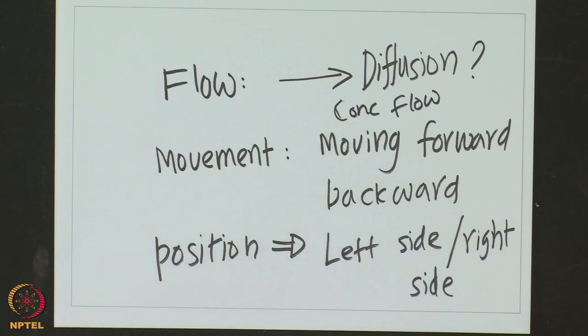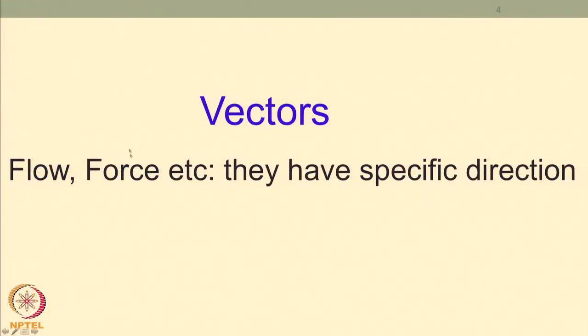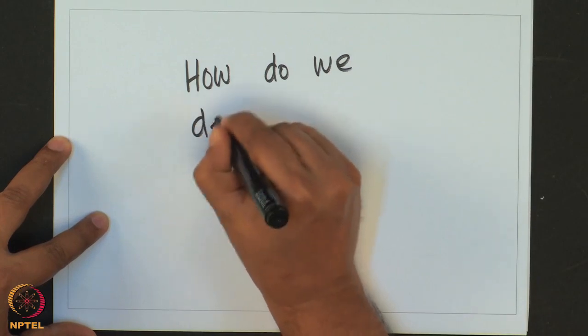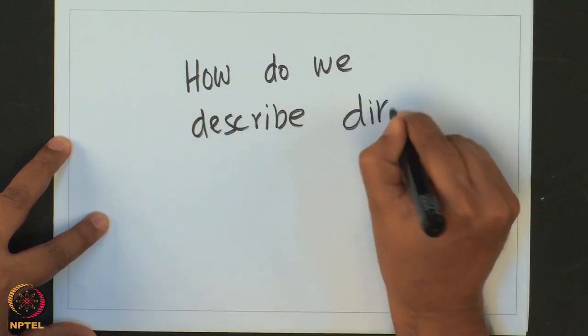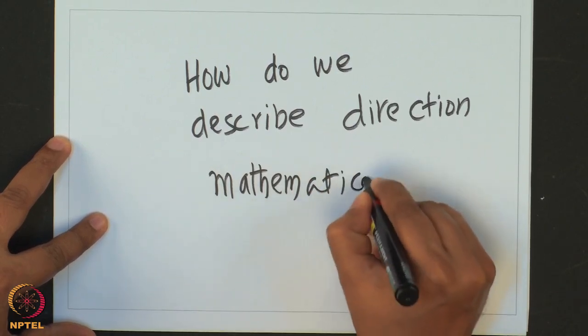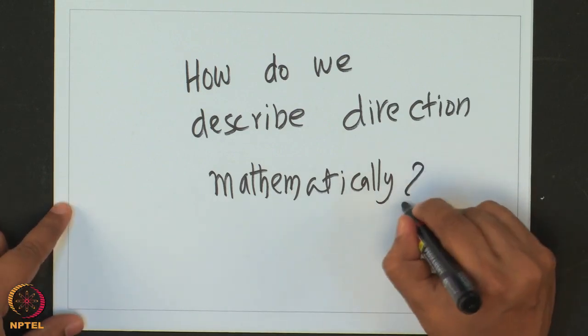So, these are quantities that have a direction. Examples of vectors are flow, and a force in a particular direction: you apply a force, you push somebody in a particular direction. They all have a specific direction. Now, the question that we want to discuss is, how do we represent this mathematically as a language? So the question we are going to answer is: how do we describe direction mathematically?